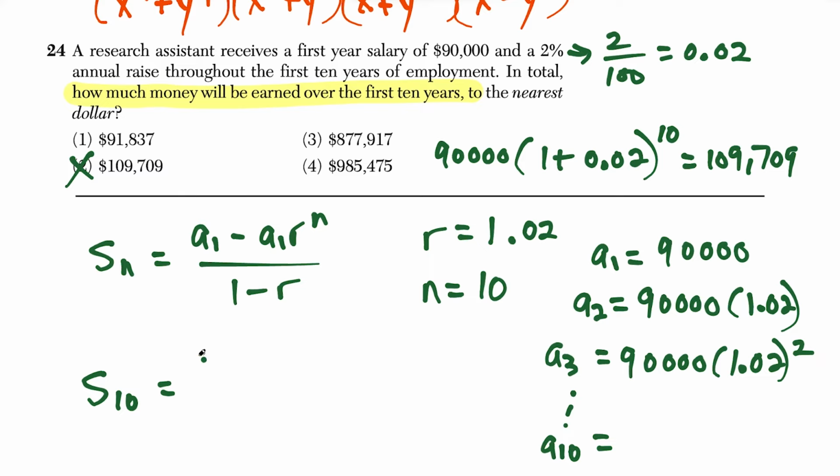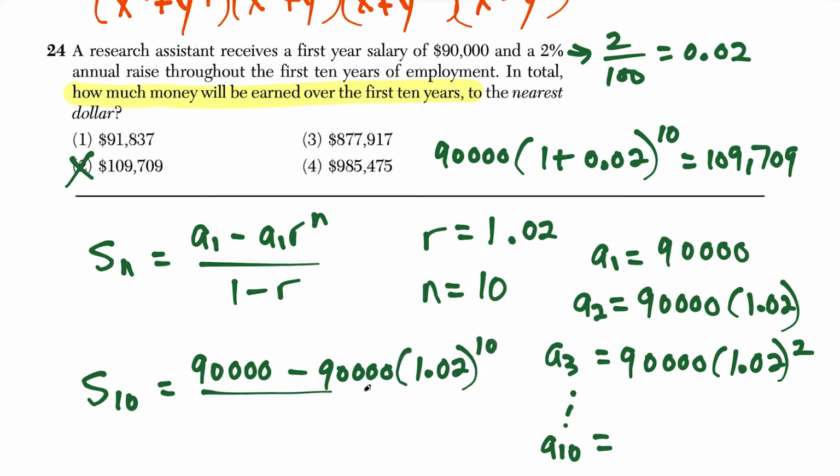So now A1 is 90,000 minus 90,000. So we're writing A1 again, times R is 1.02, and we're raising it up to the 10th power. And we divide all of this by 1 minus R is 1.02. And this we just type in the calculator.